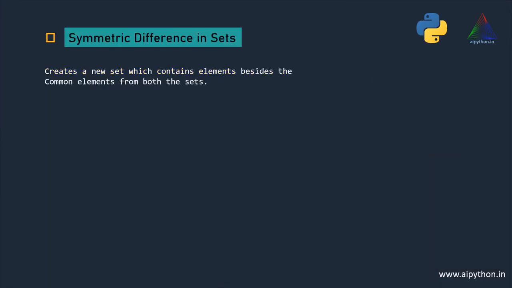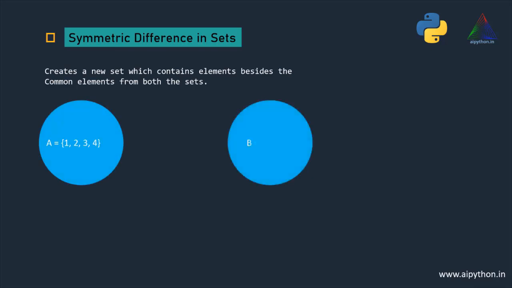Moving ahead, we'll see the symmetric difference. What is the difference between symmetric difference and difference? Symmetric difference creates a new set which contains elements besides the common elements. You can see it visually. If there are two sets A and B, we have seen in the last section that difference means whatever is present in A but not present in B. Here this is opposite. Put these two sets together, make a union of them, and subtract the common section.